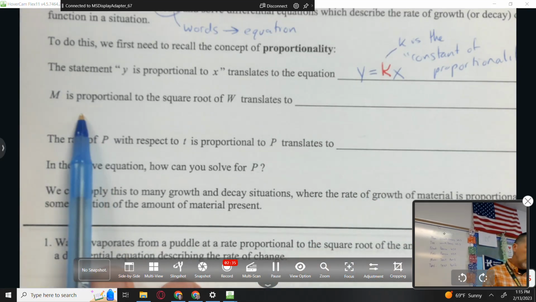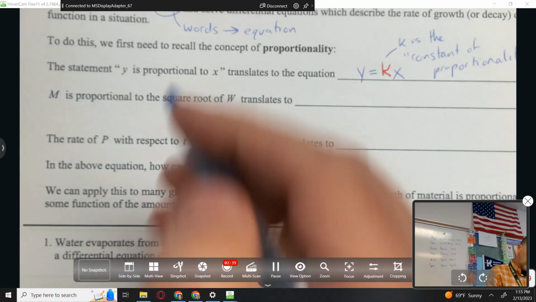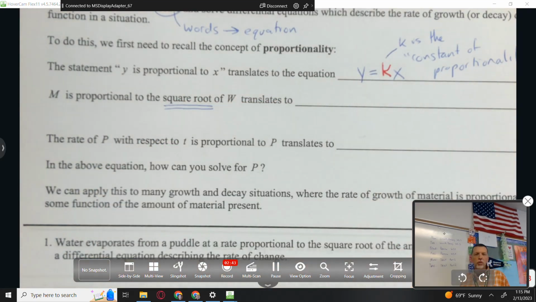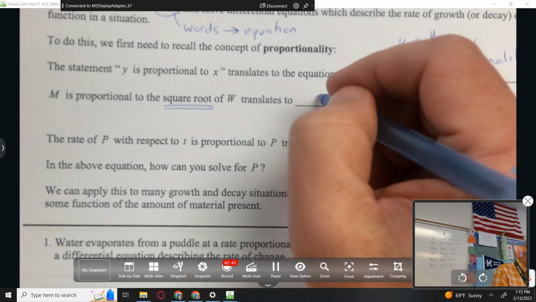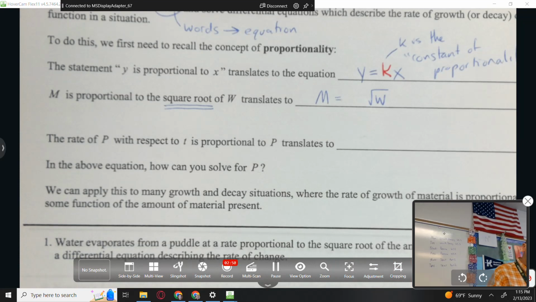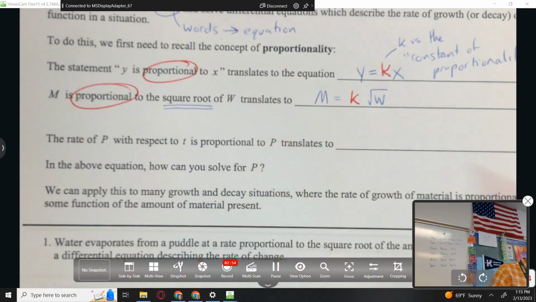So basically it's a linear equation. You assume it's linear until it tells you otherwise, like m is proportional to the square root of w. The proportional thing is still the k, so you just write the k. So m equals k times the square root of w.